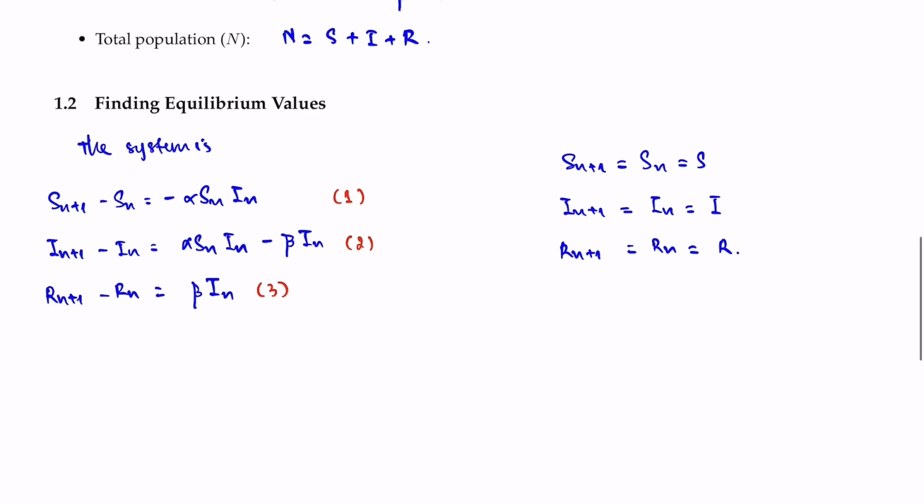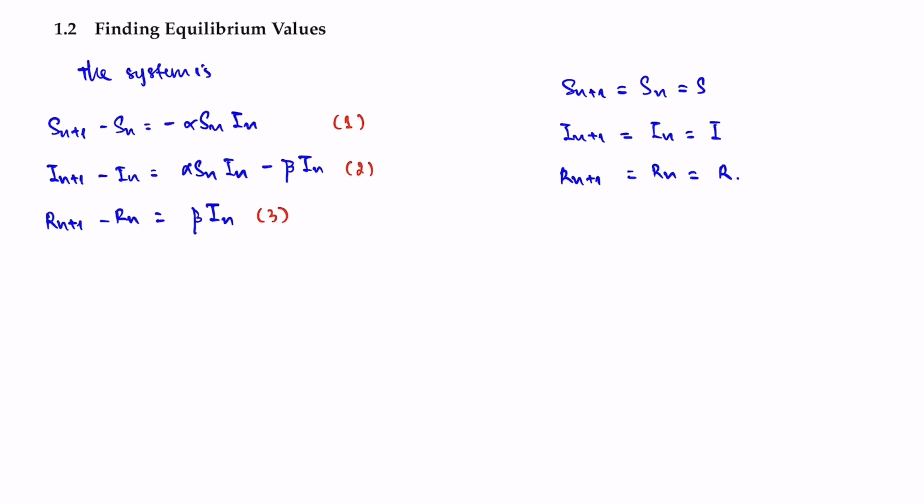So we have three equations in the system. From the first equation, you have that the left hand side is S minus S, equal to negative S times I. So that is negative S times I equal to 0. You need to consider two scenarios in this case. That is either S equal to 0 or I is equal to 0.